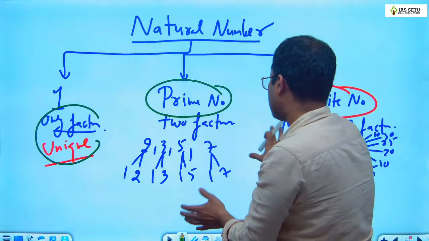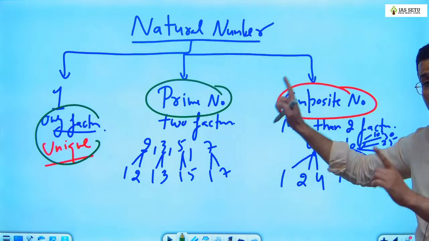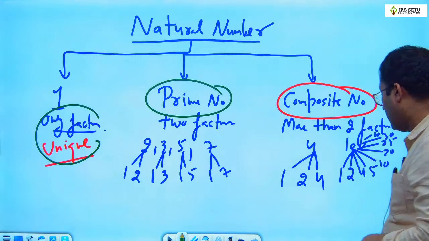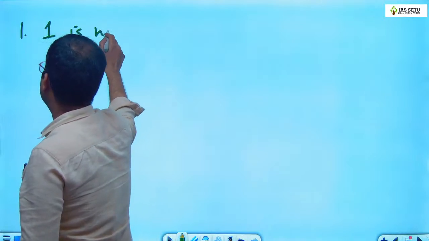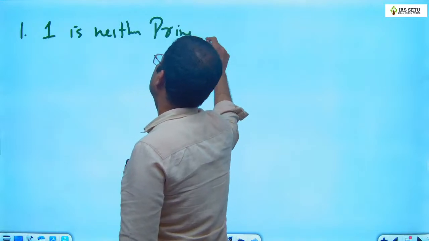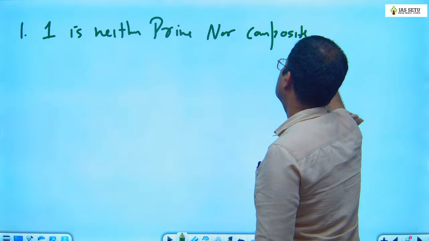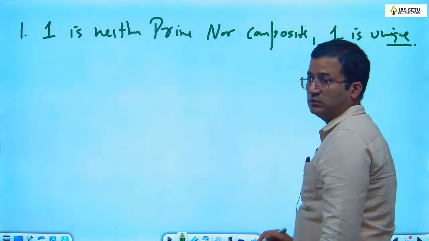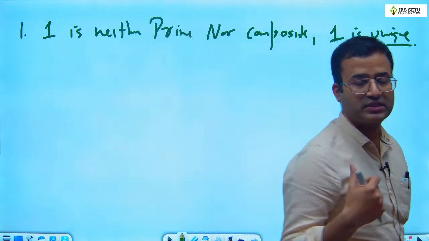Okay. I give you some of the properties. Clear है? Categorization clear है? 1 is neither prime nor composite. So here 1 is neither prime nor composite. 0 is not a natural number. It's सिर्फ natural number.